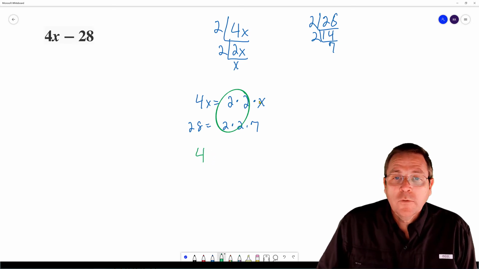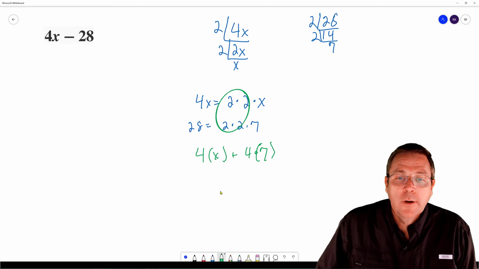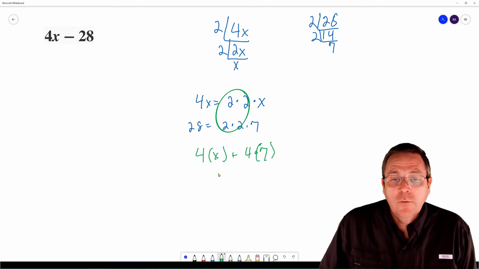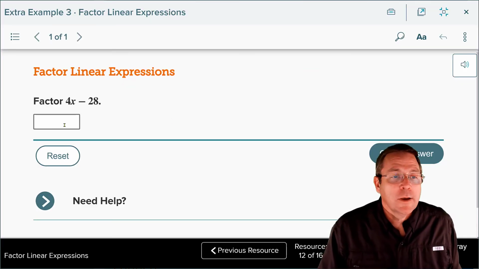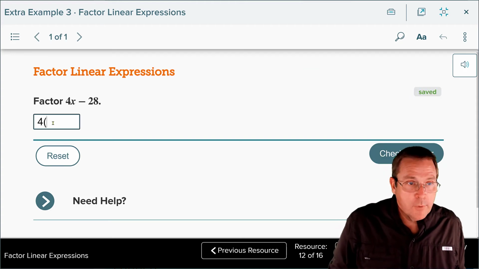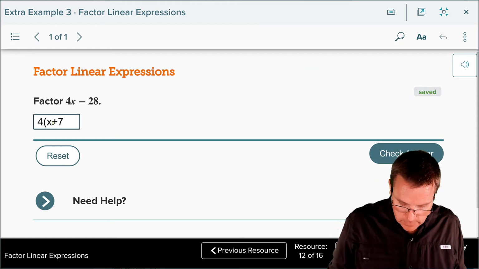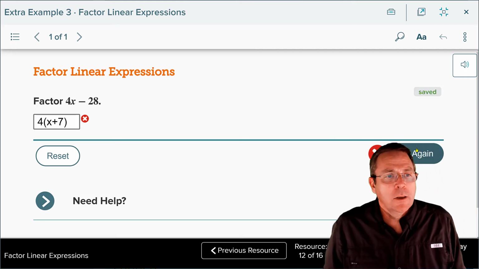4 times what's left: up here it's 4 times the x that's right here, plus, on this one, 4 times the 7 that is right there, and we can use parentheses so we're keeping it uniform. And the last thing we have to do is pull that 4 out to the front, and everything that's left goes in parentheses, x plus 7, and there's our final answer: 4 times the sum of x and 7. 4, parentheses, x plus 7, close my parentheses, check my answer.